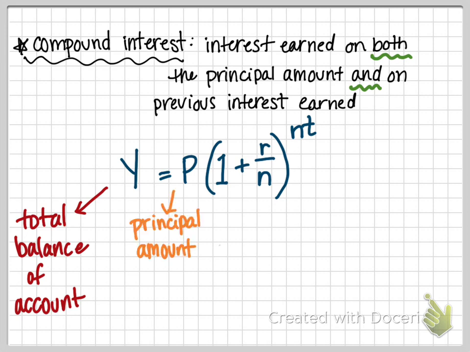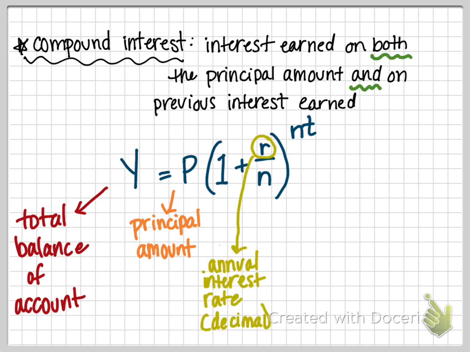P represents, as we said, the principal amount. So whatever you deposited, whatever you said, $1 million, $5 million? Okay, whatever you deposit to start. R represents your interest rate, written as a decimal, always as a decimal. It'll give it to you as a percent. You have to change it to a decimal.